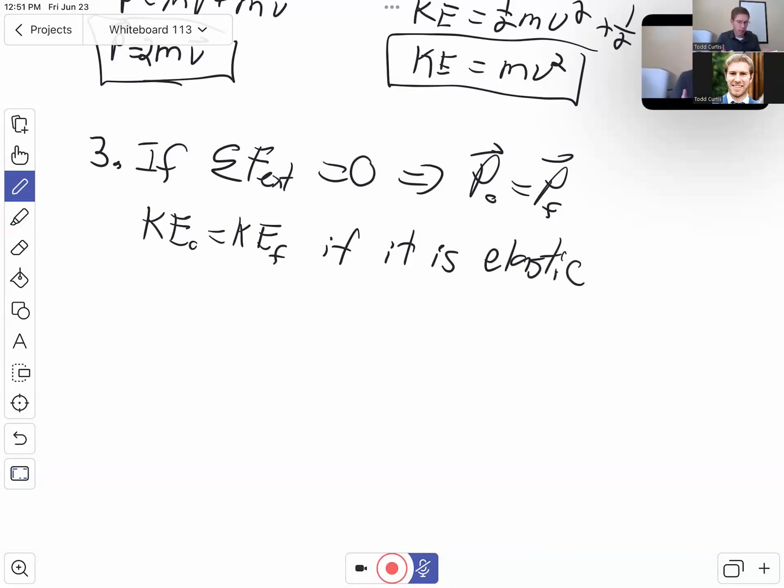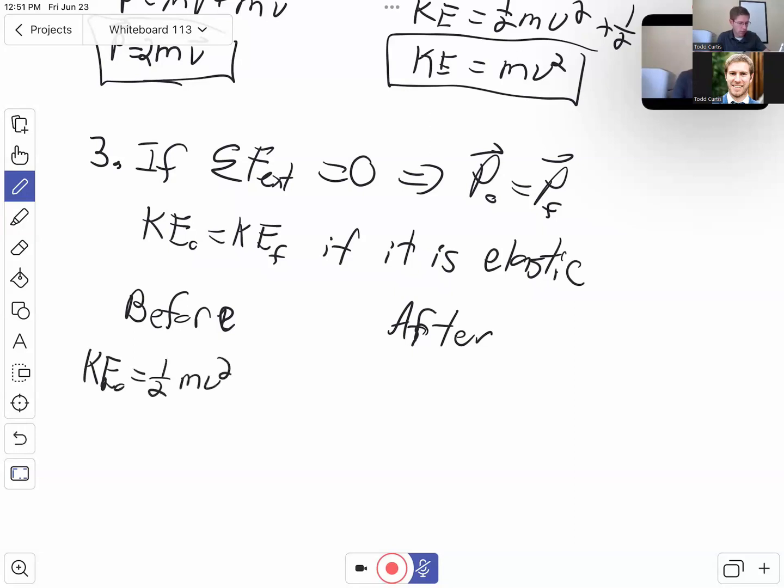So to help us analyze this situation, if we think about before and after this collision, let's compare, as the problem asks us to do, the kinetic energy. So our initial kinetic energy, we would have two balls, each with 1/2 mv squared. So it looks just like what we did in the previous question. So our initial kinetic energy would just be mv squared.